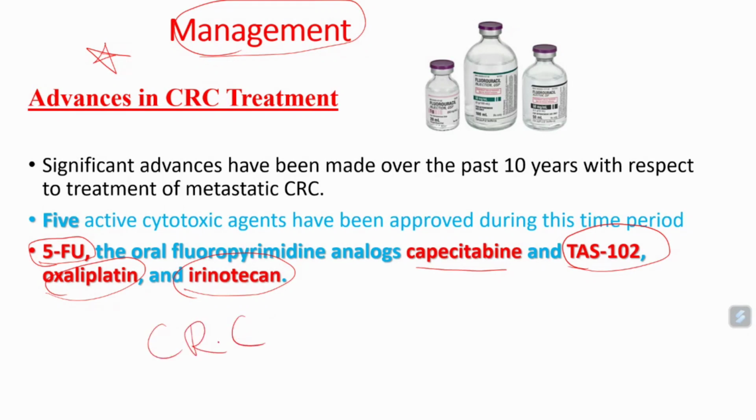For colorectal cancer, always remember 5-fluorouracil is a very, very effective drug. In some cases, 5-fluorouracil is given. In some cases, capecitabine is given. And in some cases, irinotecan is given. In some cases, oxaliplatin is given. And in a few cases, oxaliplatin is combined either with 5-fluorouracil or with capecitabine. Okay. So these cytotoxic drugs are very, very effective for colorectal cancer. Always remember these five drugs.